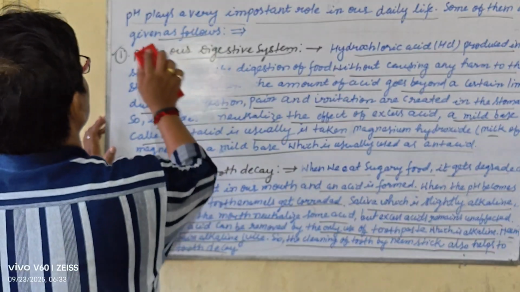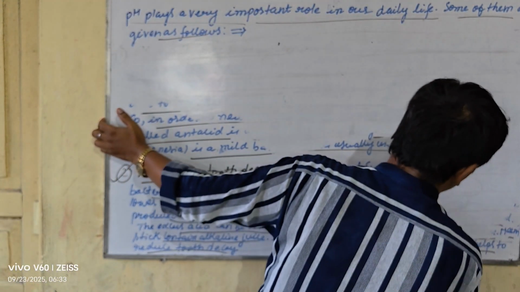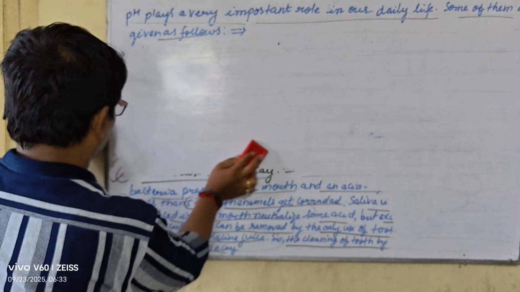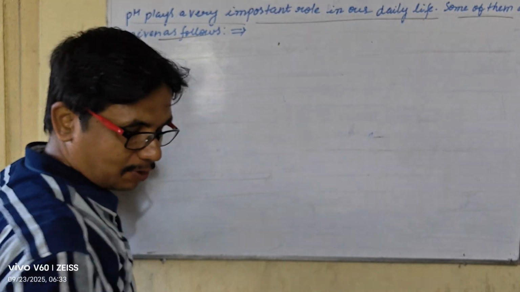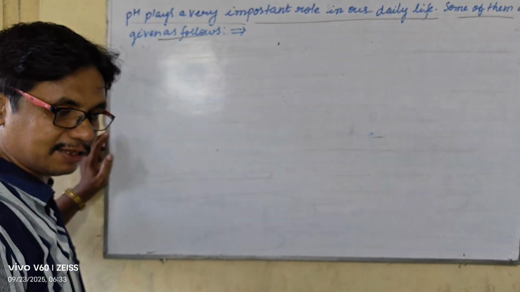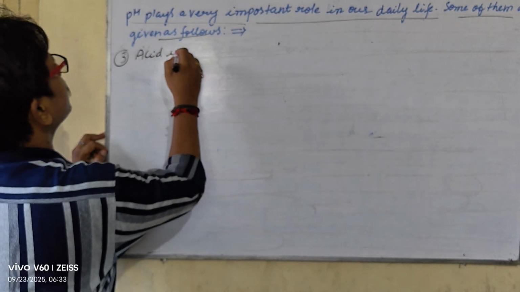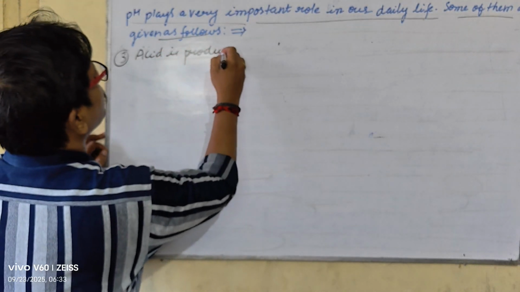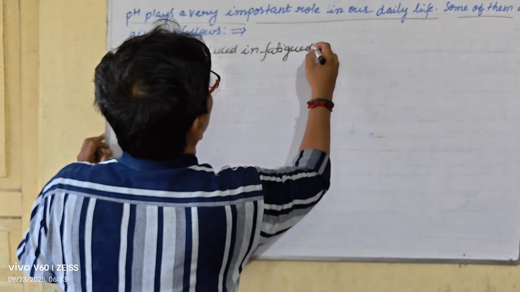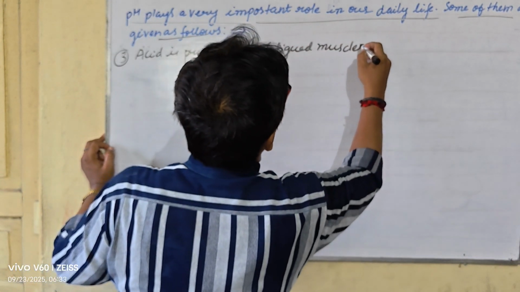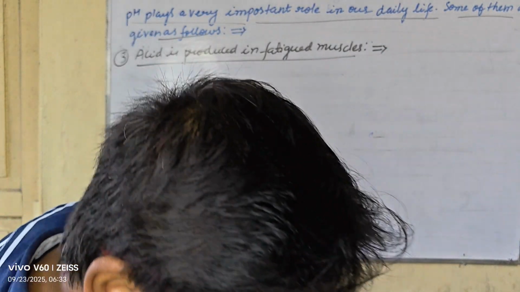So again the point number third. Use of pH in our everyday life, point number third, is that acid is produced in fatty muscles. How is acid present in fatty muscles?